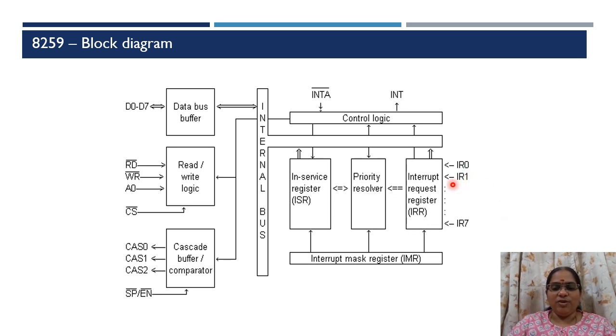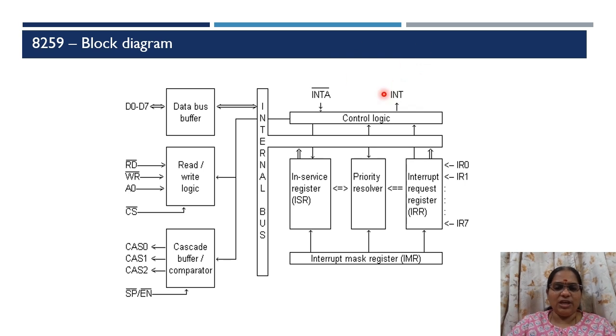So if both the interrupts are occurring at the same time, the priority resolver will give the priority only to IR1. So all this decision will be made, and whatever the final decision is, that will be denoted in an in-service register, and then it will be sent as an interrupt to the processor. This is the way in which an interrupt will be given to the processor.